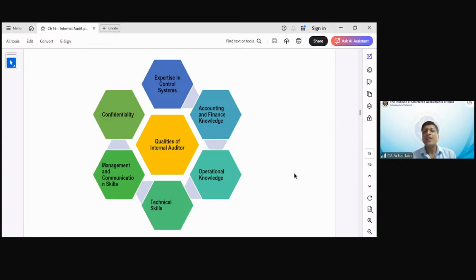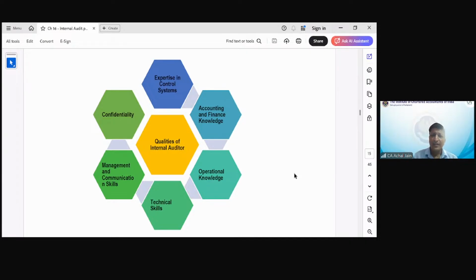Okay. Further, because there are various areas which are going to have some financial impact, be it any activity in the organization concerned, a level of accounting and finance knowledge on the part of the internal auditor will always help. Operational knowledge, that's a must. The internal auditor is required to deep dive into the processes of the organization, for which operational knowledge is a must, right?